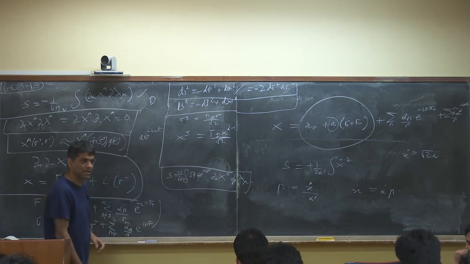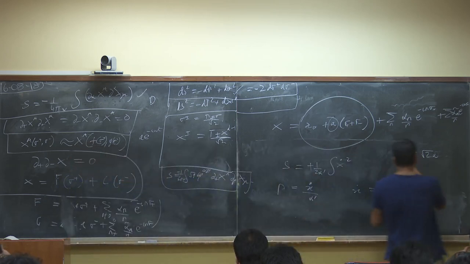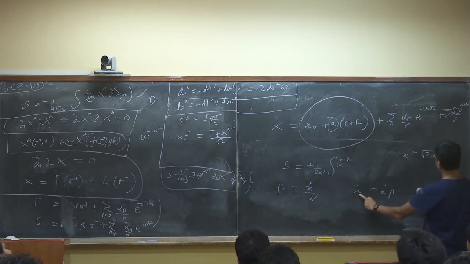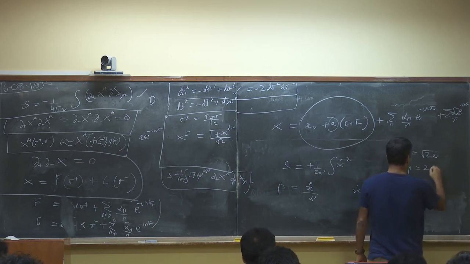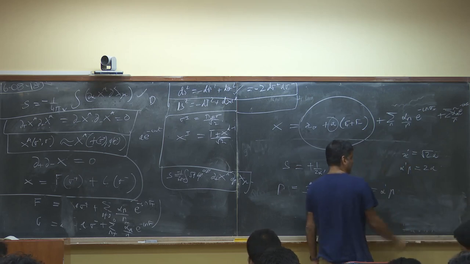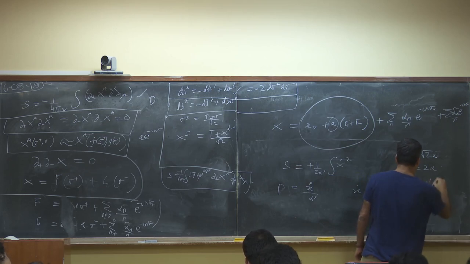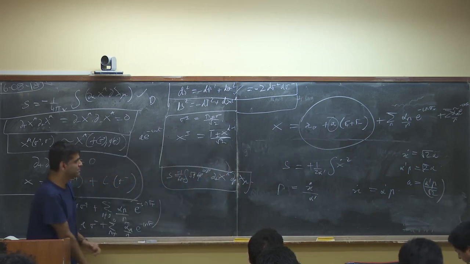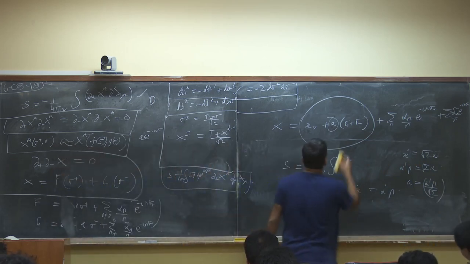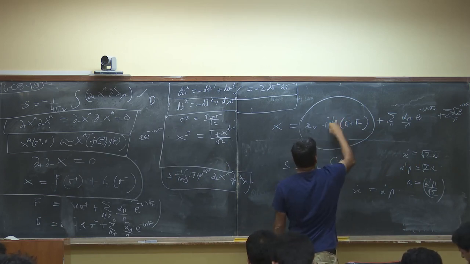Okay. So let's keep going. Now, according to this, x dot was alpha prime times p. So alpha prime times p is equal to 2a. And therefore, our a is to be identified with alpha prime p by square root 2. So this a here should be replaced by alpha prime p by square root 2.